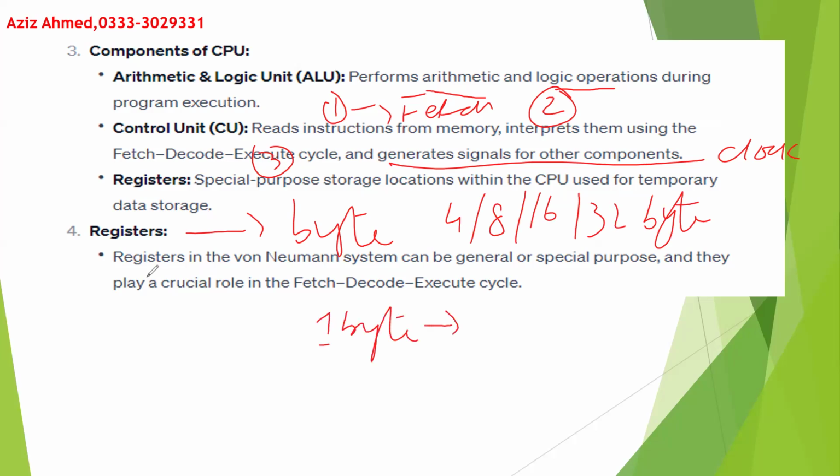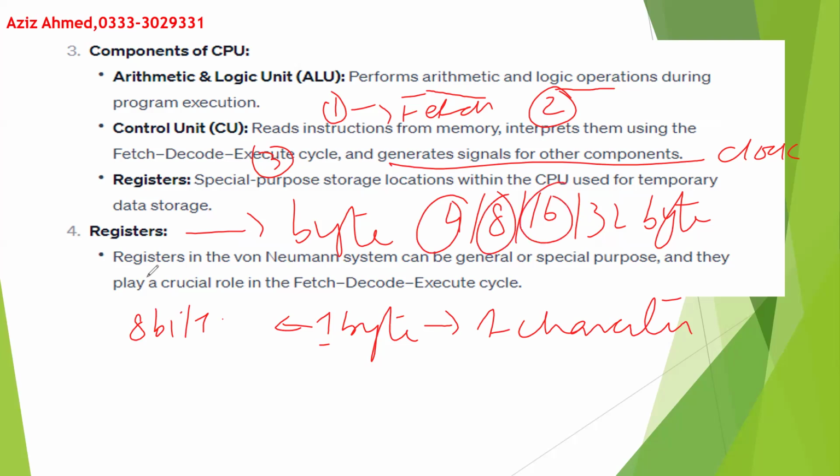Which stores 1 character. So 1 byte means 8 bits. So 8 bits become 1 byte, and 1 byte means 1 character. So a register can be 4 byte, 8 byte, 16 byte, and 32 byte. According to register size, computer speed or processor speed is determined. An 8 byte computer is faster than a 4 byte computer.